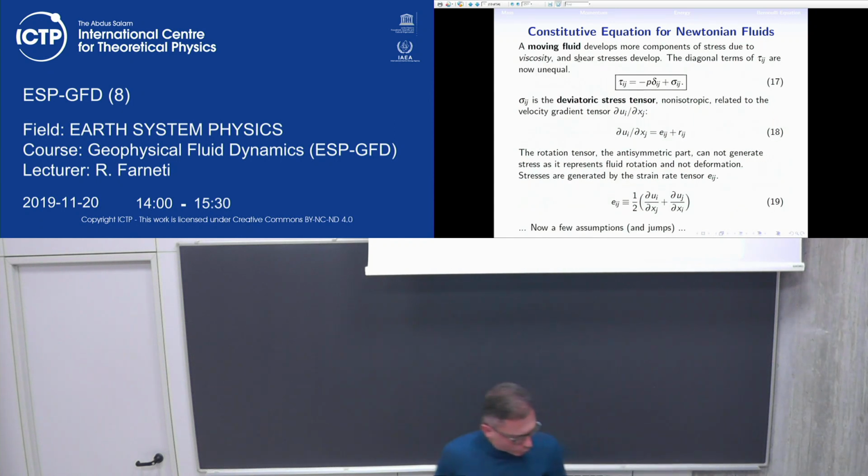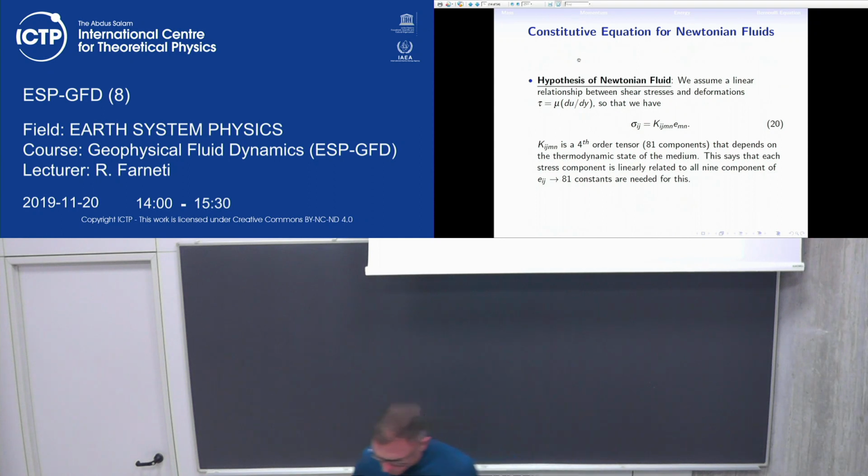And then in the moving fluid, we added that tensor called the deviatoric stress tensor, sigma ij, which is related to the velocity gradient tensor, which has two components. Okay, we'll see that today again. One is symmetric and the other one is anti-symmetric. So we have the strain rate tensor, E, and the rotational tensor. But the rotational tensor doesn't accelerate the flow. So only the strain rate tensor is left.